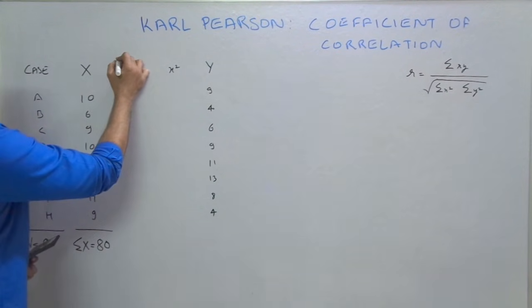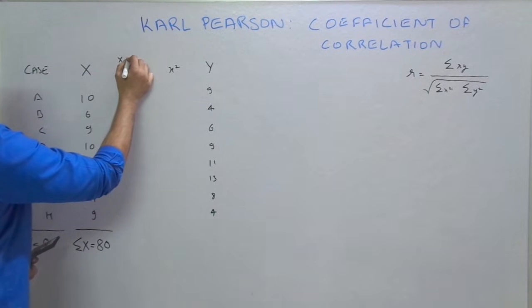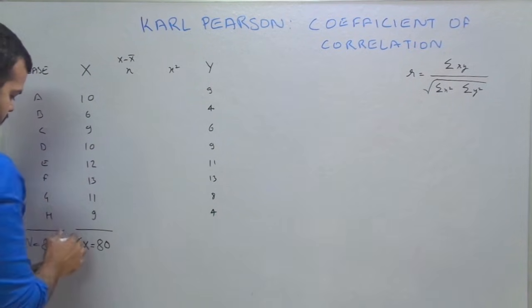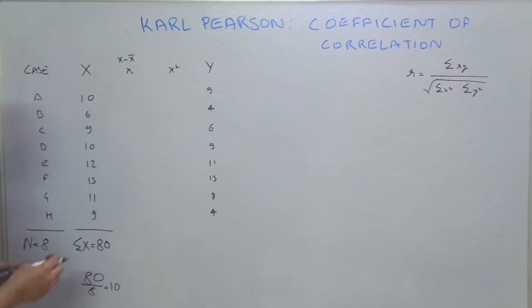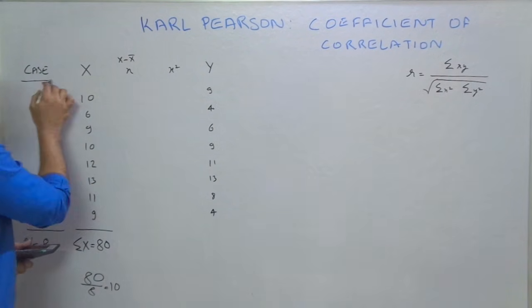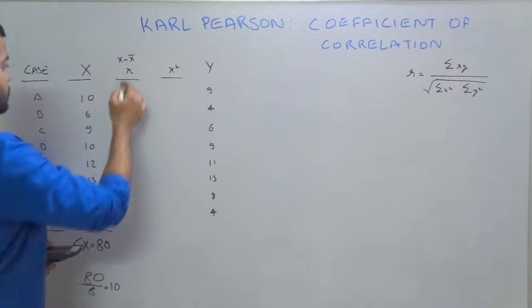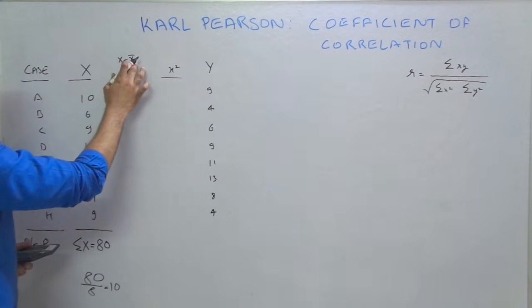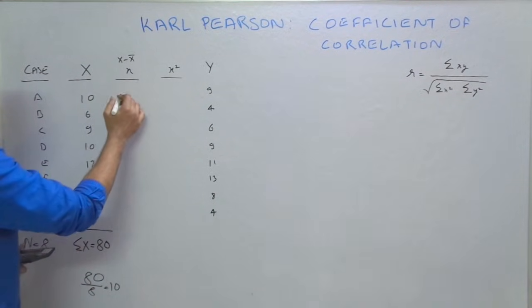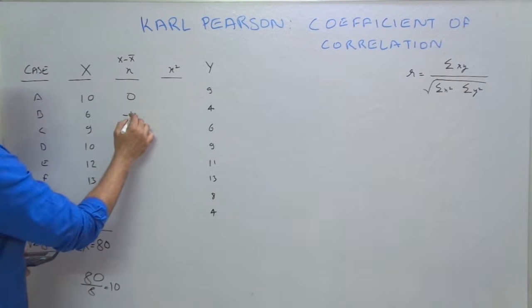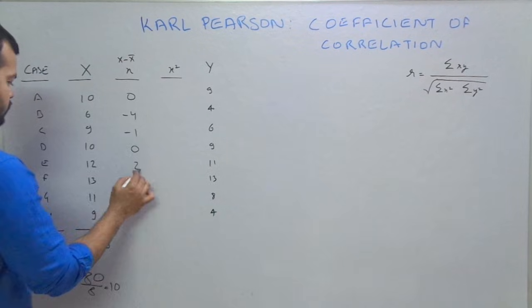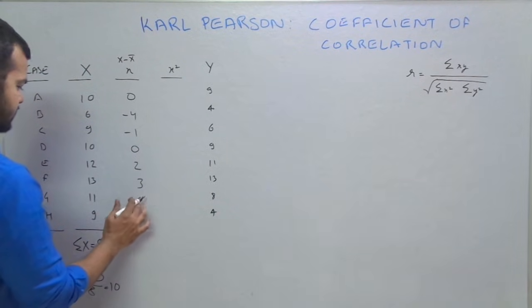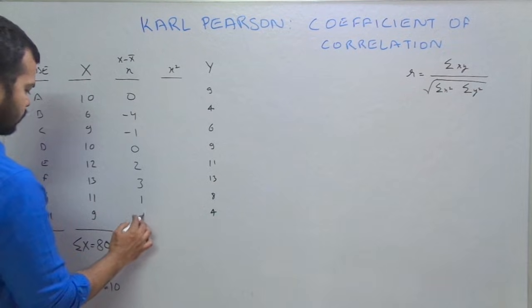Here small x means x minus x bar, the mean. So x bar we can find by 80 divided by 8, so here we can write 10. Now we just have to calculate the deviations. So x minus x bar: 10 minus 10, 0. 6 minus 10 is minus 4. 9 minus 10 is minus 1. 10 minus 10, 0. 12 minus 10, 2. 13 minus 10, 3. 11 minus 10, 1. 9 minus 10, minus 1.